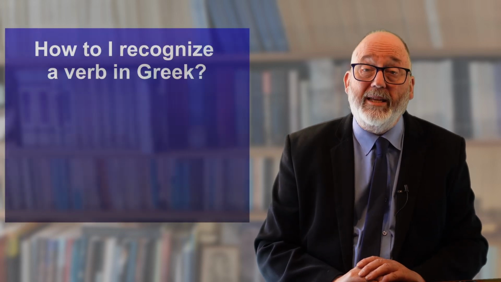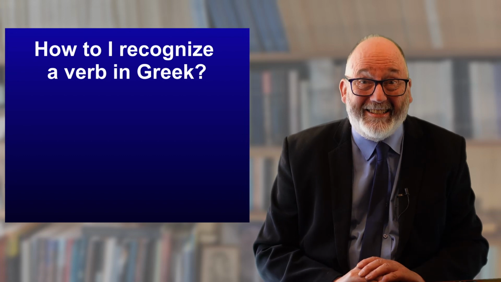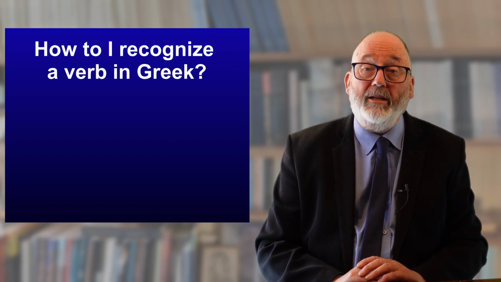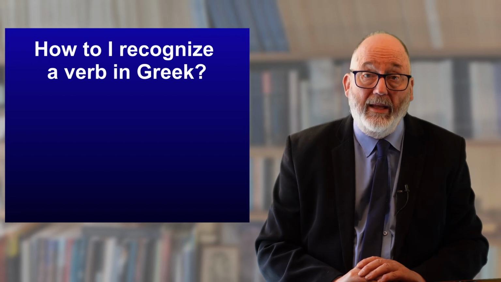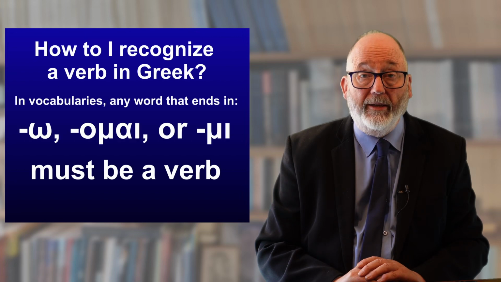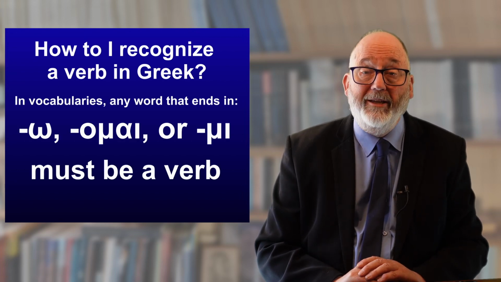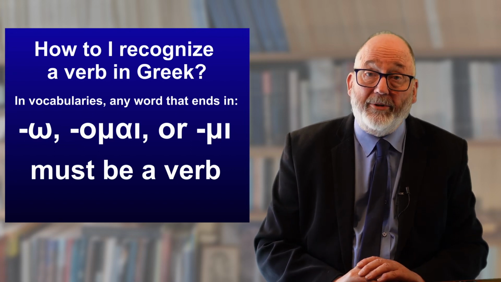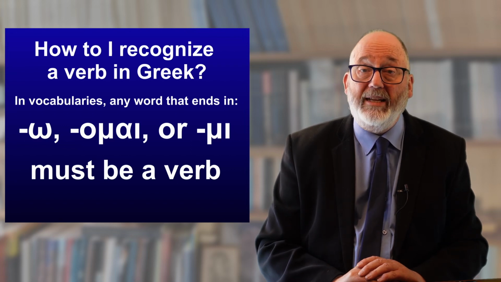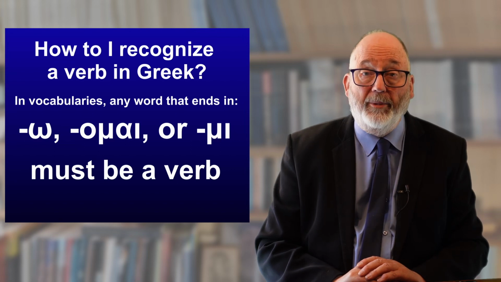Well, that's all very well and good, but Robert, how do I recognize them in Greek? It's easier than you might expect, because Greek uses the ending on the words to signal what part of speech the word is. And in a vocabulary, when you learn a word that ends with omega, or omai, or mi, you will know that it is a verb. The vocabulary lists the first person singular present indicative active, and all verbs will either end with omega, omai, or mi.